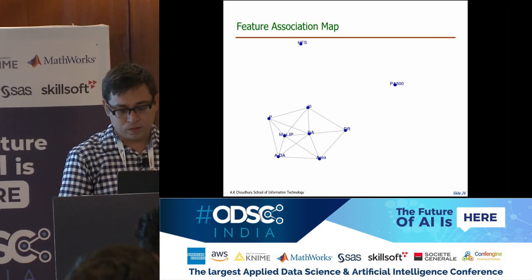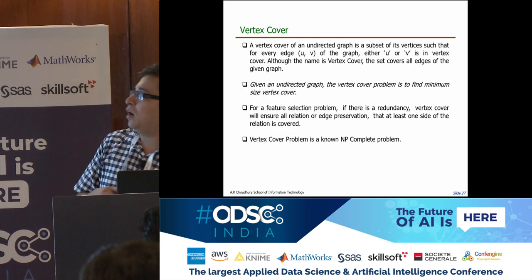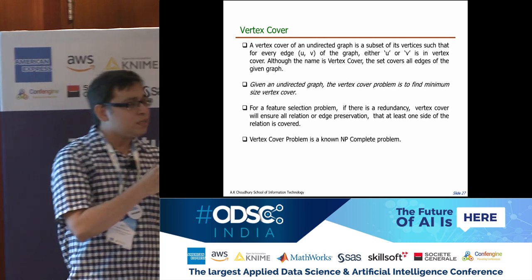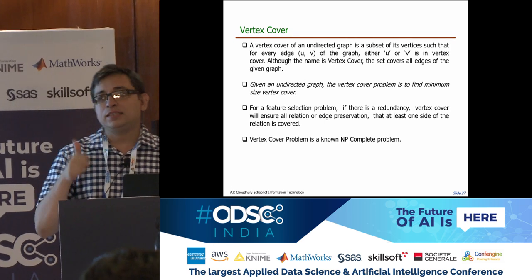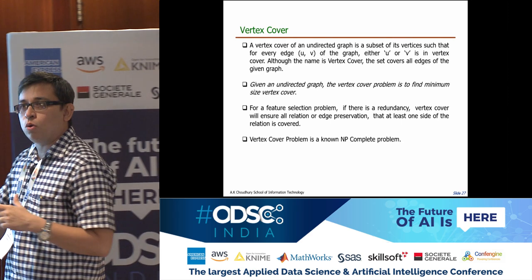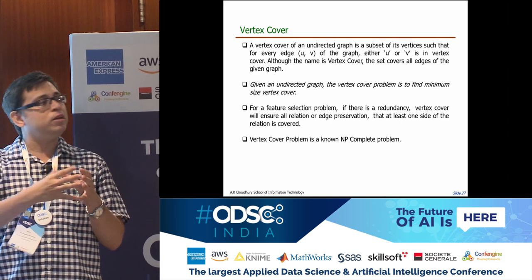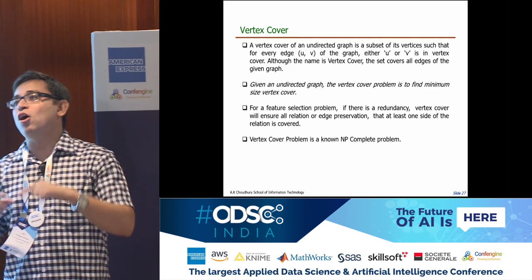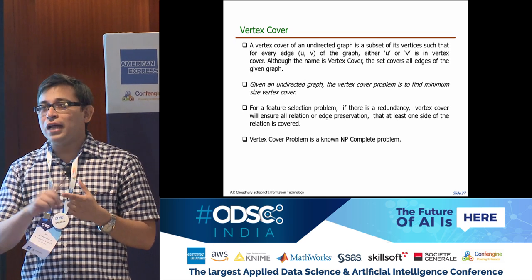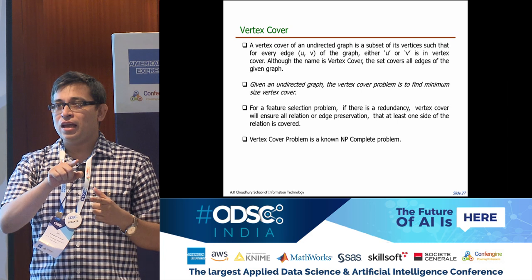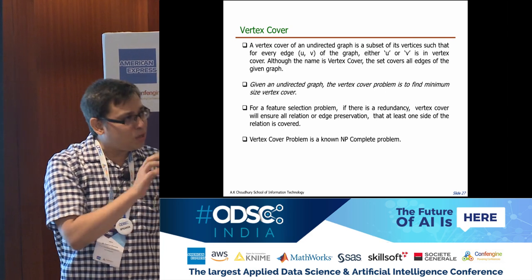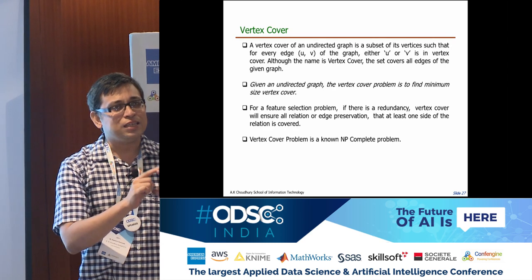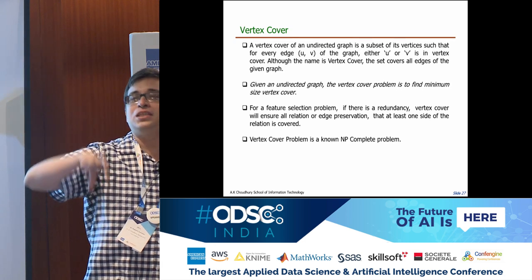This is again about the intuition, how you can use the correlation matrix to tackle the problem of redundancy. Here is another concept of graph, called vertex cover. A vertex cover is a set of nodes, and it ensures that if you have a relationship, which means an edge, at least one side of the edge is picked up. That means the relationship is covered, and you try to do it minimally, because some nodes explain two relationships. In that case, I will pick the node that is present in both of them.